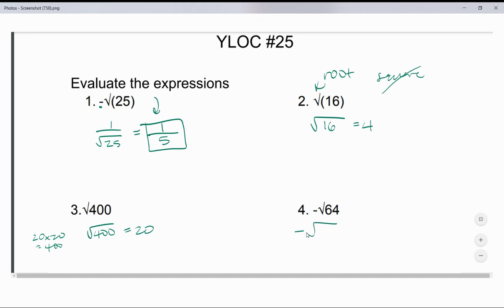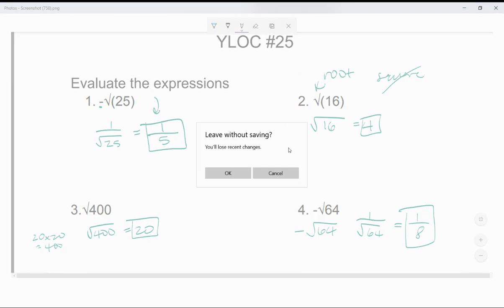Okay, negative 64. And the same thing as number 1, we have to flip it over because it's a negative, right? So once we flip it over, it'll be 1 over 64, which we can change to 1 over 8. Think of it as like multiplying the same number together, if that makes sense.